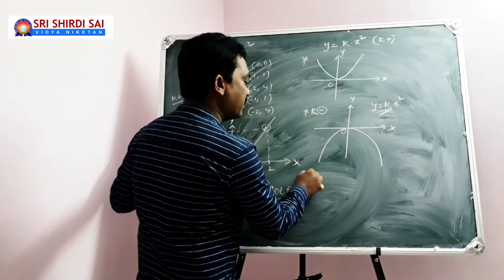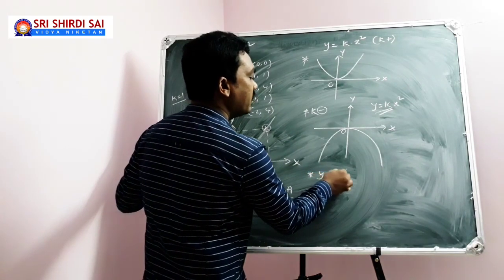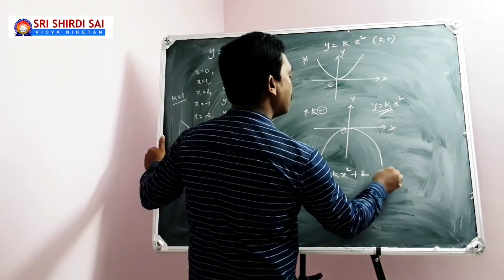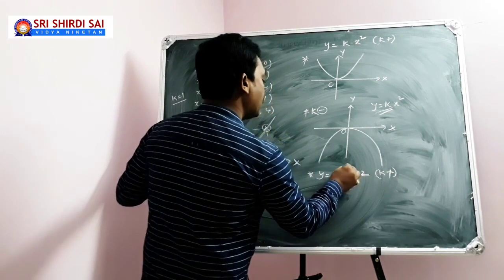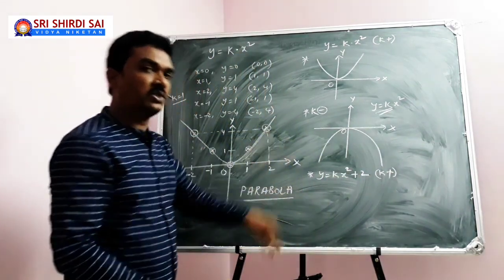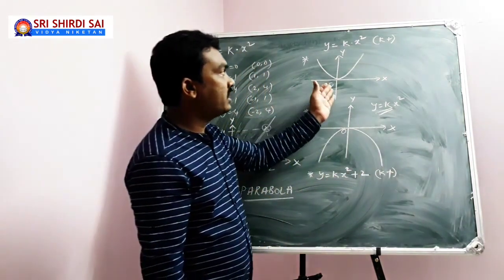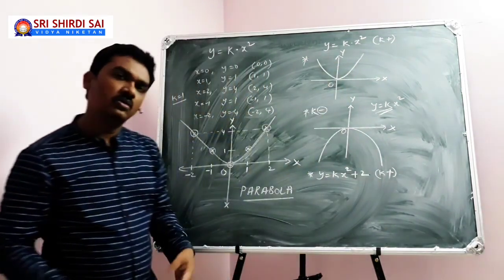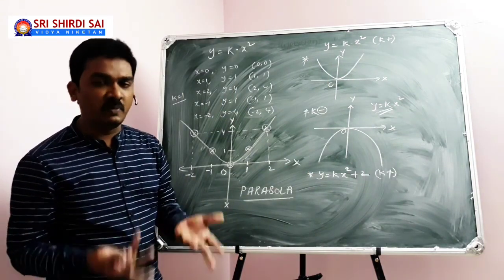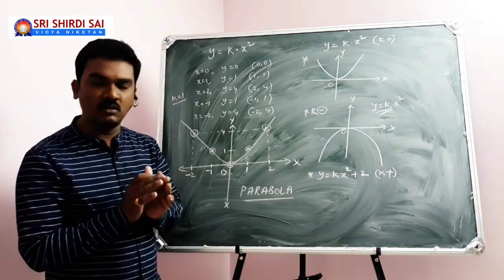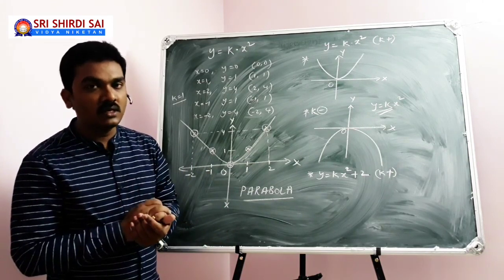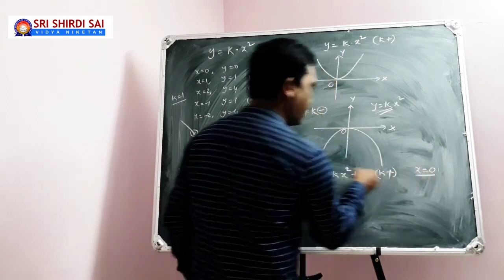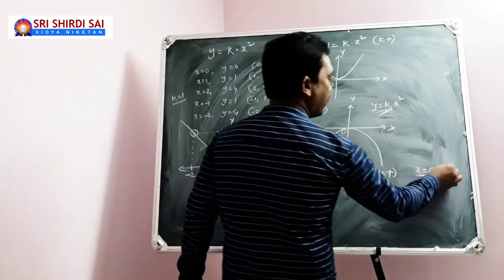Sometimes your graph can be like this. y equals kx² plus 2, with k positive, suppose. Hope you are following. y equals kx² is a parabola symmetric about the y-axis. Now kx² plus 2. Yes, now also it is a parabola symmetric about the y-axis, no doubt in that. But the interesting point is, when x equals 0 in this particular case, y is not equal to 0, y equals 2.